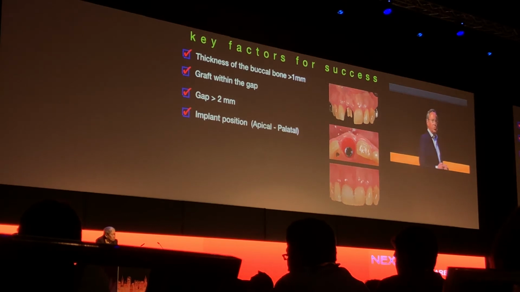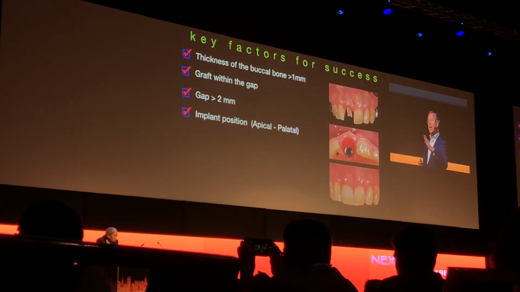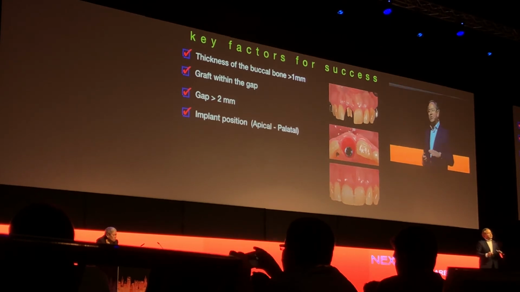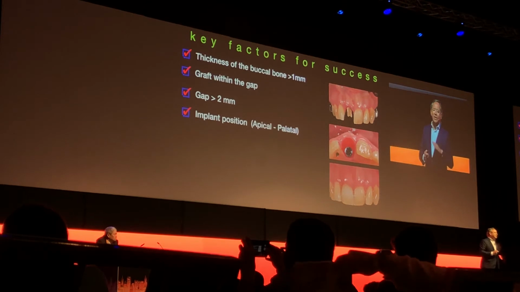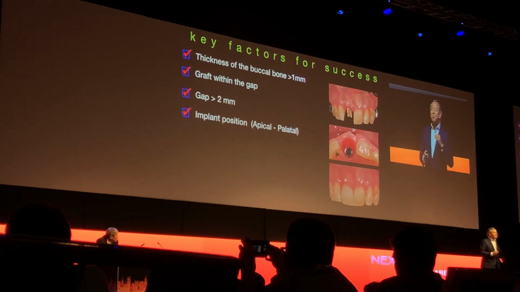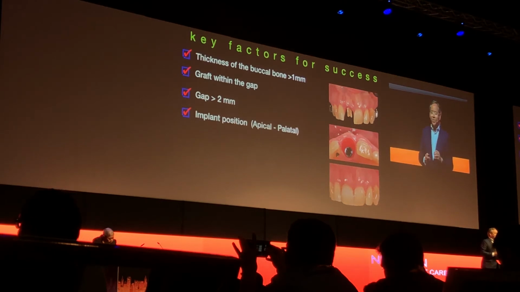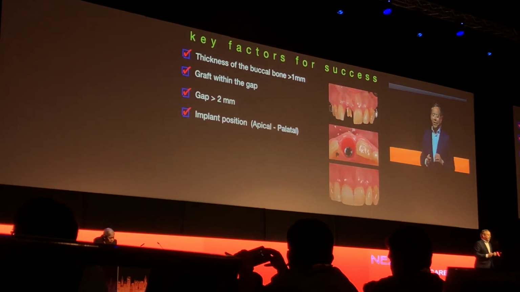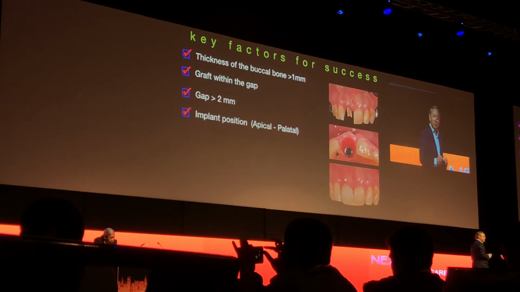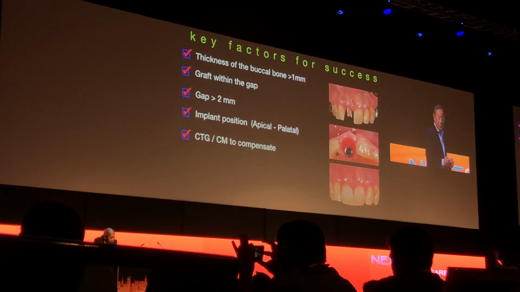I need also to compensate the small vertical dimensional change that I will always get, only because the tip of the crest is bundle bone. It's bone that belongs to the periodontal attachment, and I will lose it anyway because that bone will get lost when I do the extraction.